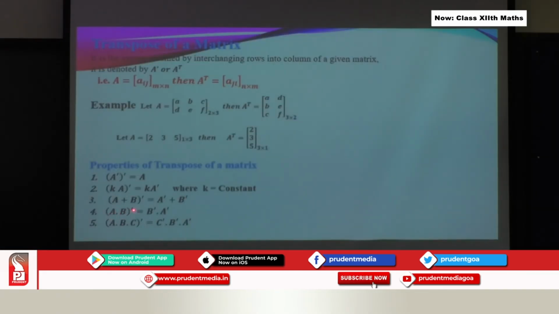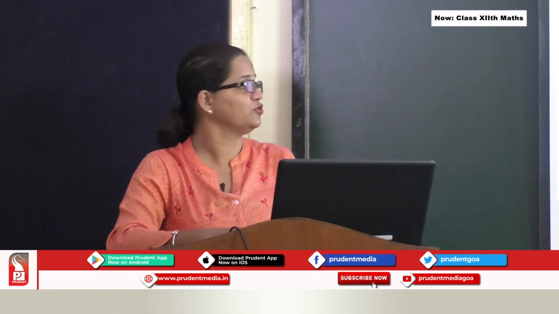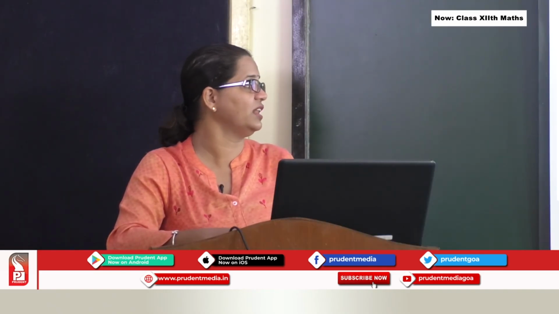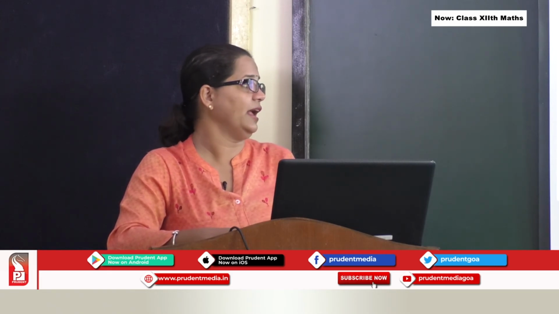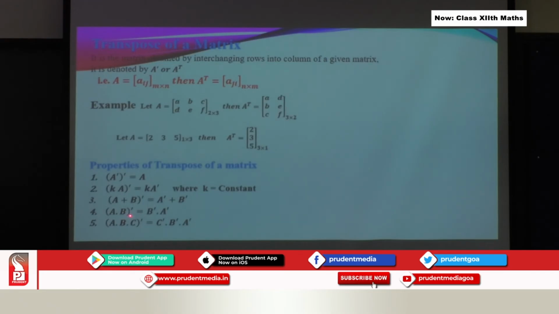So (A into B) the whole transpose is equal to B transpose into A transpose. So this is the extension of this fourth property. You can see here A into B into C. So when you take the transpose of the product of three matrices, it will be equal to C transpose into B transpose into A transpose. So these two properties are very crucial, and this fifth property is just an extension of your fourth property, and these are very important questions from the exam point of view.